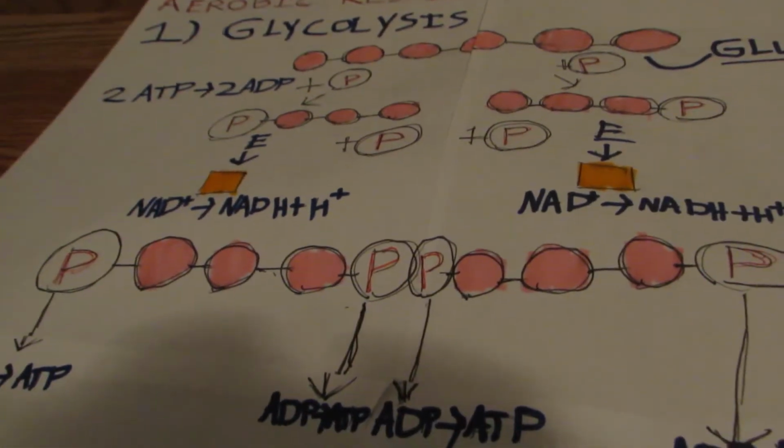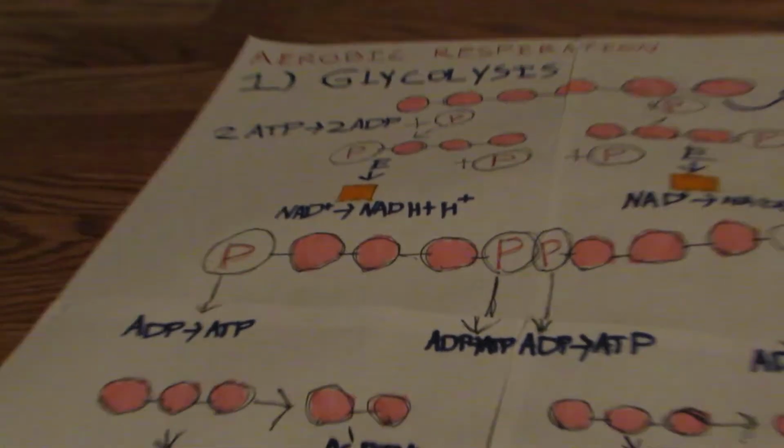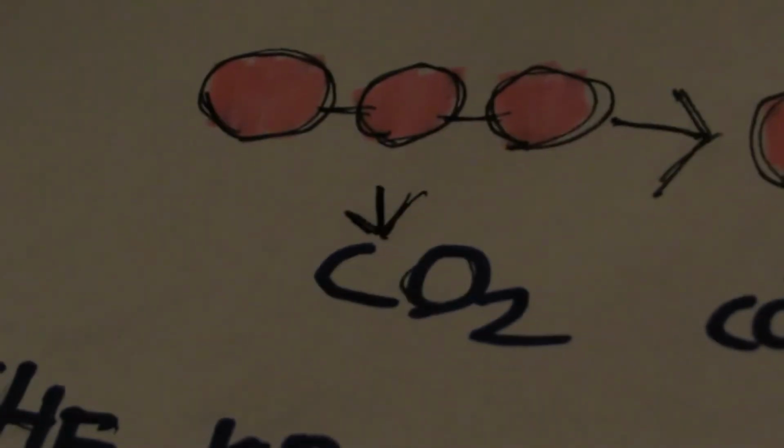An enzyme then brings two NAD+ electron carriers and two more phosphate groups, each of which attach to the 3-carbon sugars. The NAD+ gets reduced to NADH, and the total of 4 phosphate groups are picked up by ADP in order to create 4 ATP. This leaves two 3-carbon molecules of pyruvate and a net gain of 2 ATP and 2 NADH from glycolysis.